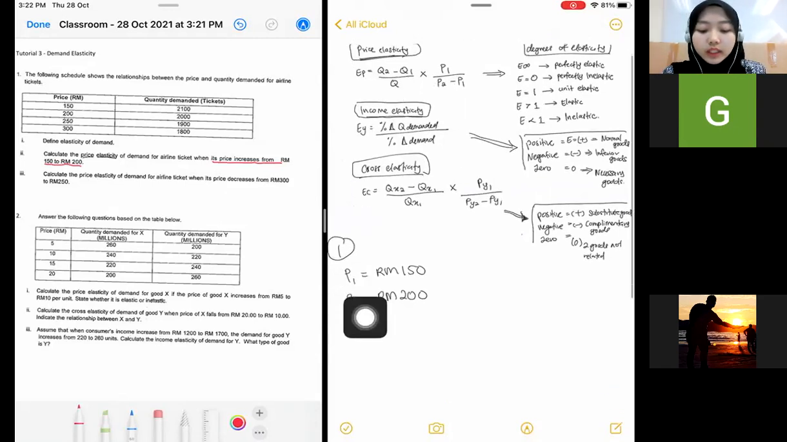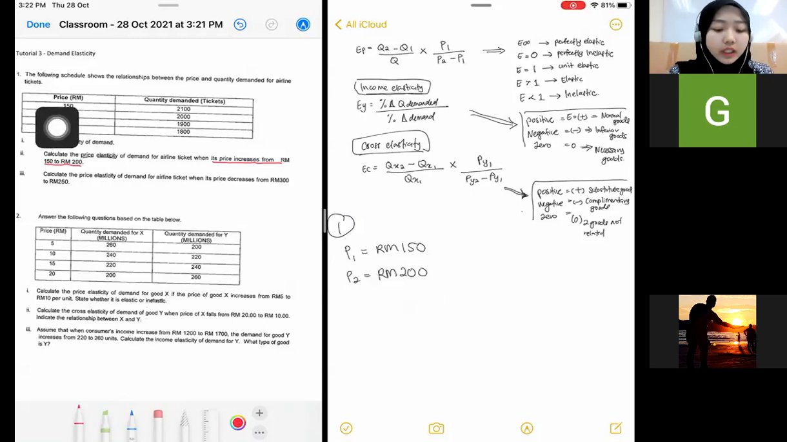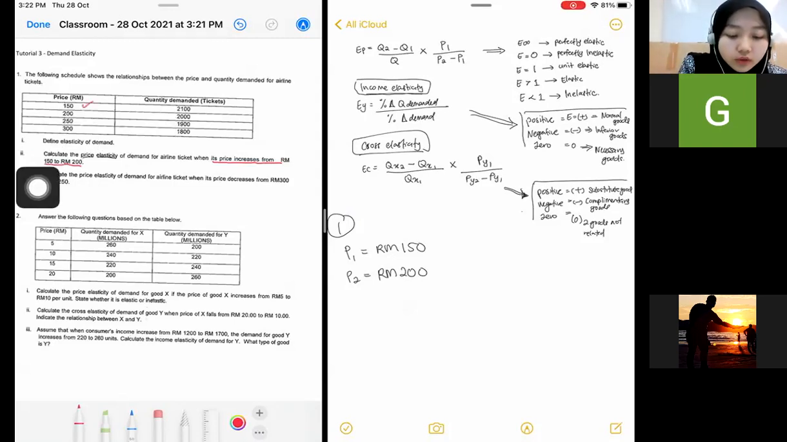What happened to the quantity demanded when the price increased from 150 to 200? Look at the table. This question is really easy because they give you a table, so it's easy to look at the quantity demanded. Just now 150 is here. What is the quantity demanded when the price is at 150? It is 2100. So this 2100 is your Q1. Remember, Q1 is your original quantity demanded, same as price 1.